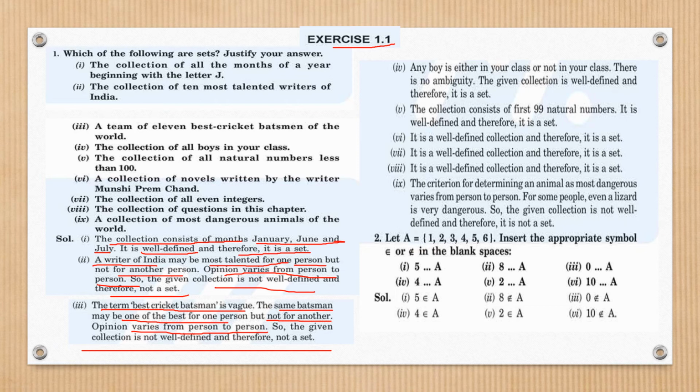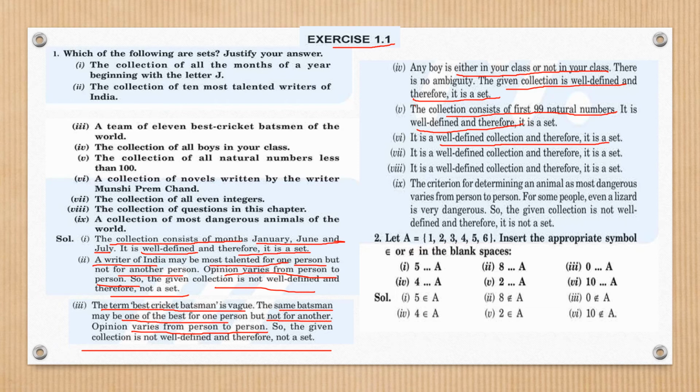The collection of all boys in your class, right? So any boy in your school is either in your class or not in your class. So it is very clear that they are talking about the boys in your class, right? So the given collection is well defined, therefore it is definitely a set, right? Then the collection of all natural numbers less than 100. So you know the collection consists of the first 99 natural numbers, right? So this collection is well defined, therefore it is a set. Okay. Next is a collection of novels written by writer Munshi Premchand. So you know it's again a well defined collection, because all the novels of Munshi Premchand will be taken.